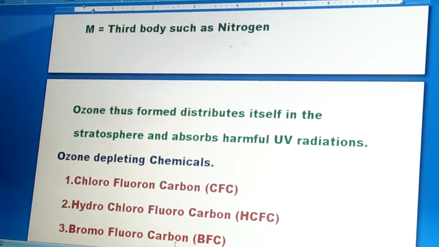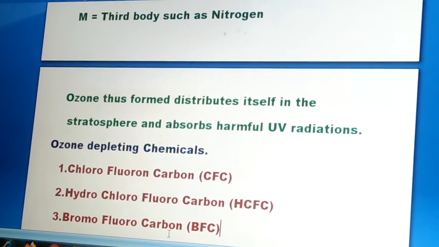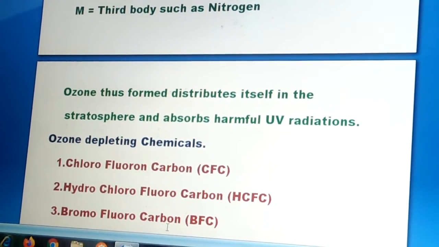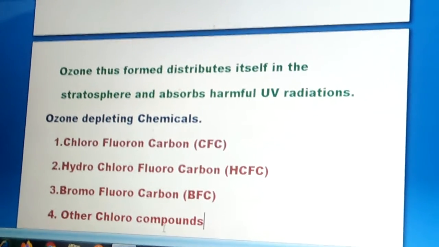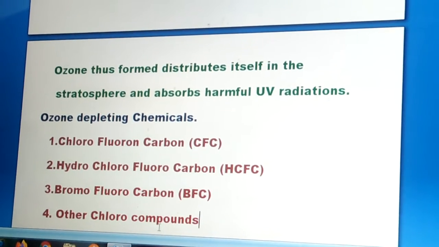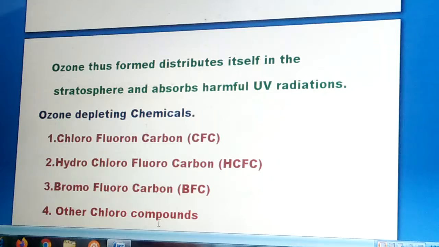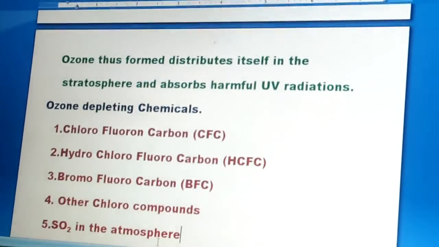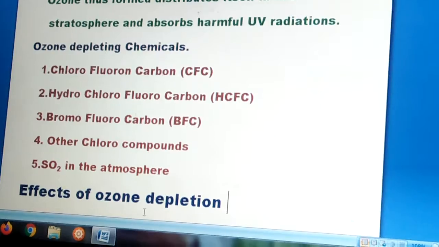Now, what are the main reasons for this ozone depletion? The thinning of the ozone layer is occurring nowadays because of human activities. What are the ozone depleting chemicals? The main one is chlorofluorocarbon. The main source of chlorofluorocarbon is refrigerators, air conditioners and the like. Then hydrochlorofluorocarbons and bromofluorocarbons, all of which contain a halogen atom. Then other chlorocompounds. Sulfur dioxide in the atmosphere is also one of the reasons for ozone depletion.